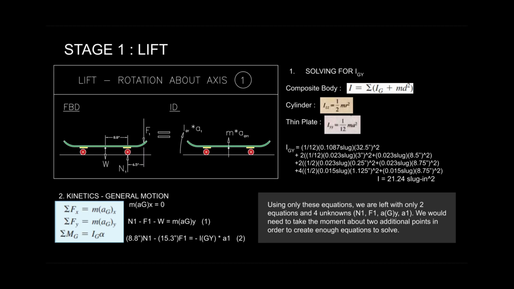This is an example of general motion, since the body is translating upwards and also rotating clockwise. So we will use the equations shown in the bottom left to solve for its motion. This leaves us with only 2 equations, yet 4 unknowns. So to actually solve for our variables, we would need to take the moment about 2 extra points in order to get our 4 equations.